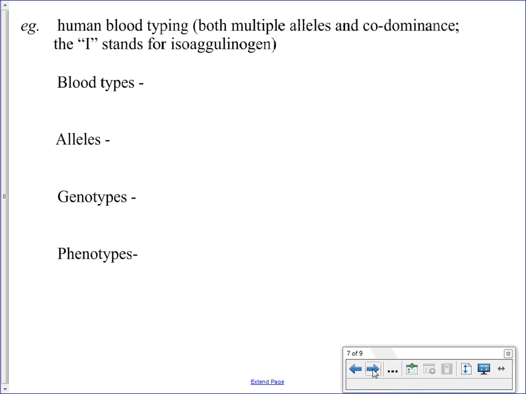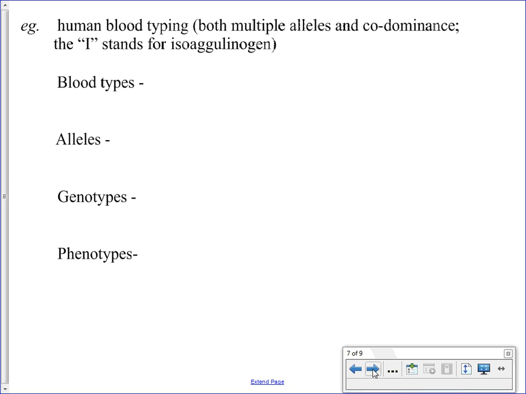Really nice example to talk about here is human blood typing. This one is nice because with human blood typing, we have several different things going on. We do have a dominant recessive relationship, we do have multiple alleles, and we also have codominance. Not incomplete dominance, but codominance.